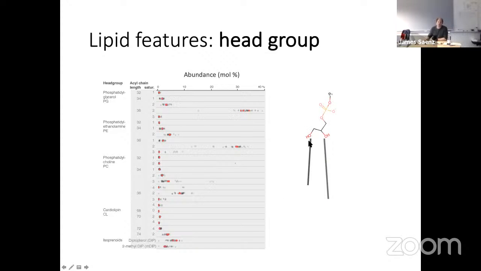So the lipid head group's core component is this phosphate attached to a glycerol, and then there are 2 acyl chains that come off of that. So that's the thing that they all have in common. Now, we can look at how they differ.